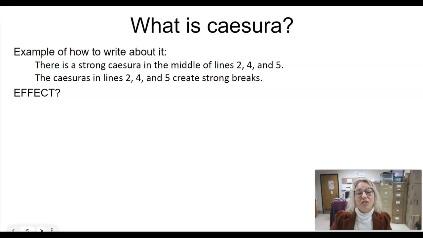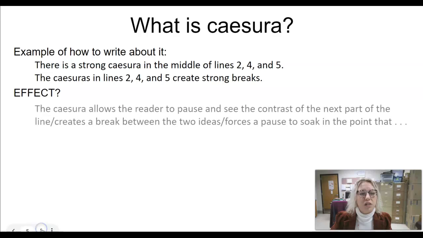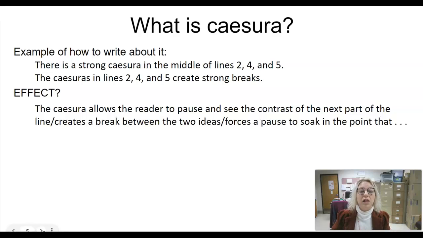And we always have to get to the effect. We're always exploring the effect. That is so important when dealing with these authorial choices. So the caesura allows the reader to pause and see the contrast of the next part of the line, or the caesura creates a break between the two ideas, or the caesura forces a pause to soak in the point that, or the caesura, whatever the reason is for this particular strong break. And you have to go on to determine that, right?